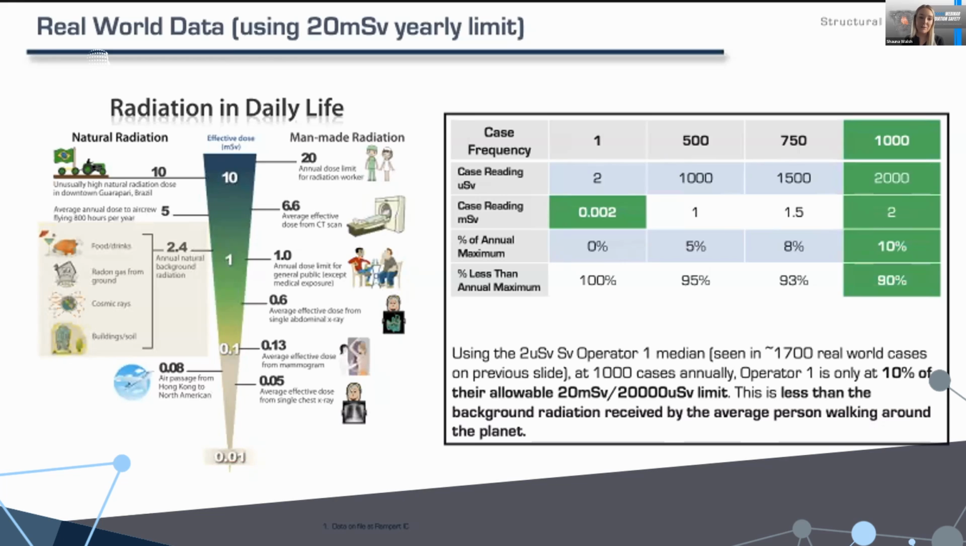So if we take 2 microsievert as operator 1's average, and I will say the other operators were a lot less, so we're taking the highest average. If we look at 1,000 cases per year at that average, that person is on 10% of their allowable yearly limit of 20 millisievert lead-free, and that's less than background radiation that we all get by just walking around the planet, and it's less than half of what cabin crew get flying around the world.